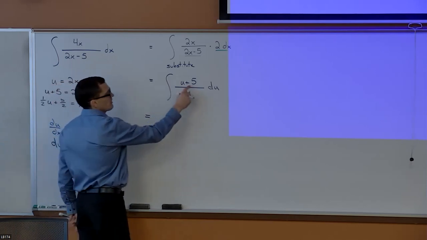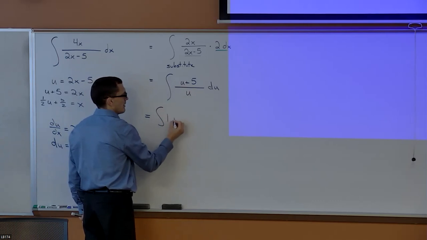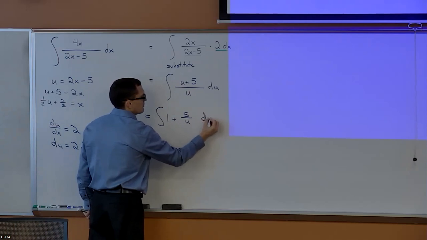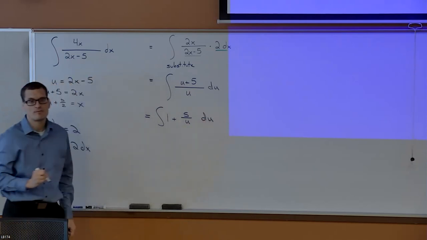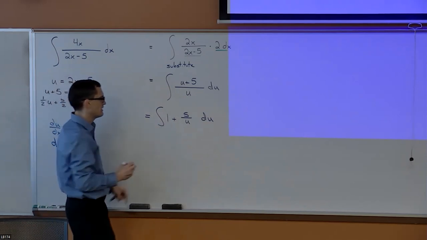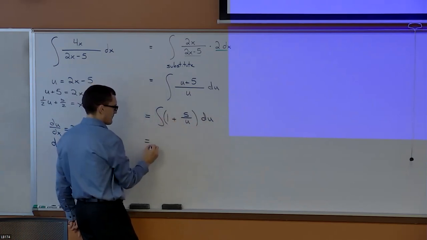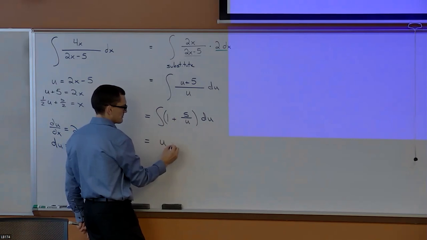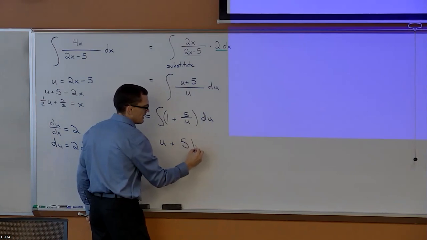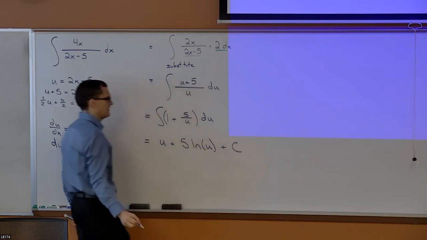So if I go u plus 5 over u, u over u is just 1. And then 5 over u is 5 over u. So I have 2 terms to integrate. I can integrate 1 with respect to u. That's just 1u, which is u. Integrating 5 over u, that's 5 times the natural log of u. And then I get a plus c.